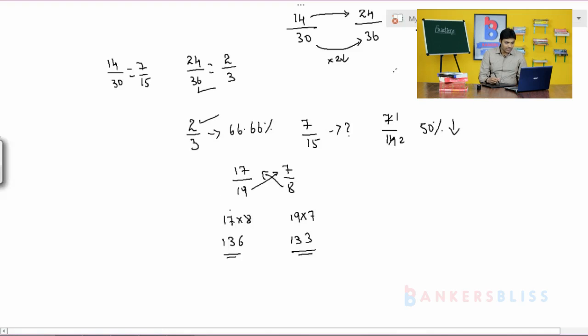So 136 represents which fraction? 17 by 19. So 17 by 19 is the greater one compared to 7 by 8. Very simple, you cross multiply, and 17 into 8, below 17 by 19 only you have to write. Then 19 into 7, below 7 by 8 only you have to mention. After multiplying you get 136 and 133. So 136 is the bigger one, so 17 by 19 is the bigger one.